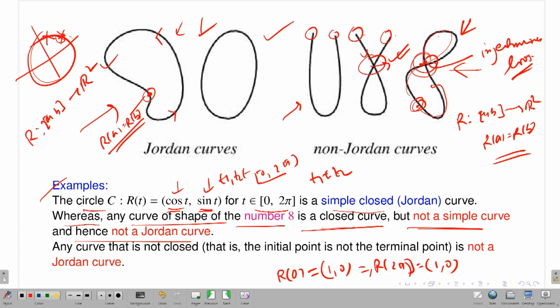Any curve which is not closed, that is, the initial point is not the terminal point, is not a Jordan curve. Again it follows from the definition, right? If I start with a curve and it is not closed, of course it is not a Jordan curve, because the definition of a Jordan curve says that it should be simple as well as closed. So these are the examples of not a Jordan curve.